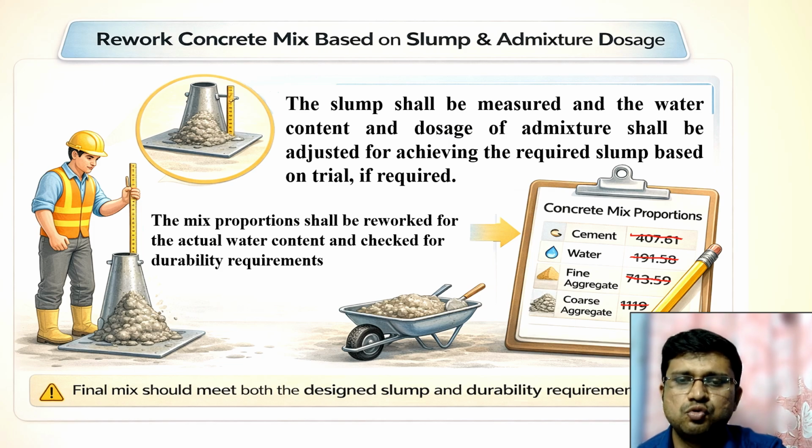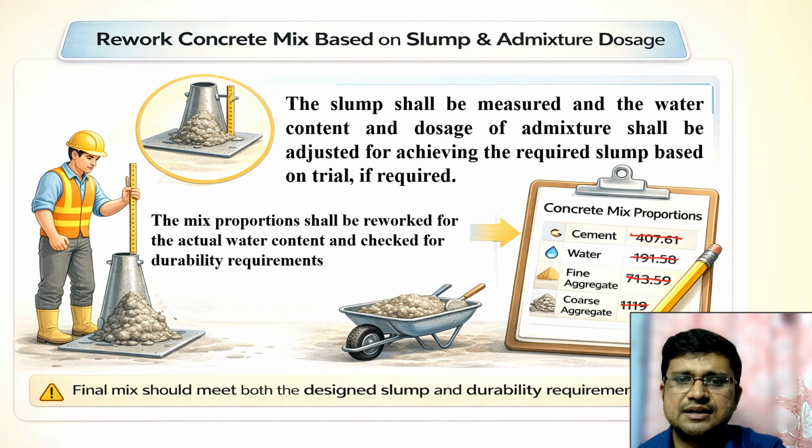But suppose no admixture is available, then what can we do? Let us take a simple example. Suppose the required slump is 75 mm, but for our trial mix, we obtained only 50 mm. That means the concrete is stiff. One simple solution is to increase the water. But if we only increase water, the water-cement ratio will also change. And this is not desirable because water-cement ratio controls the strength of concrete.